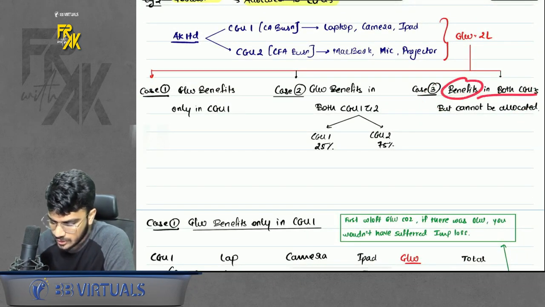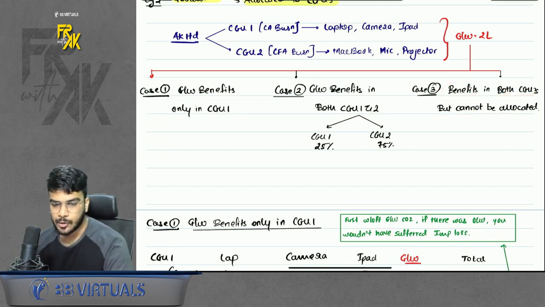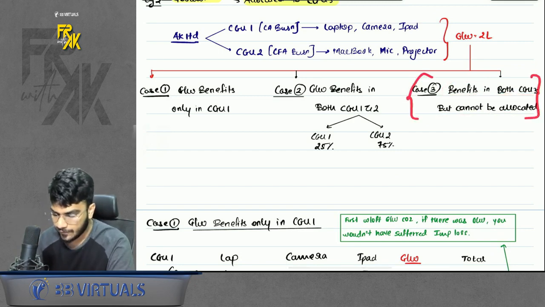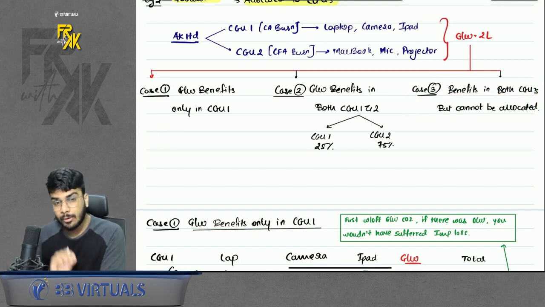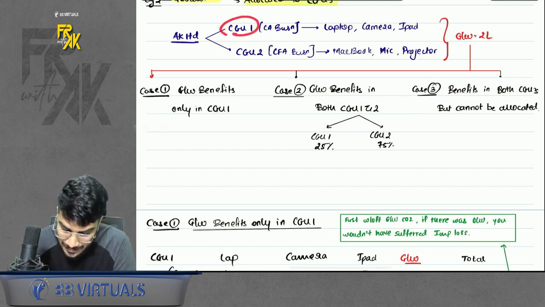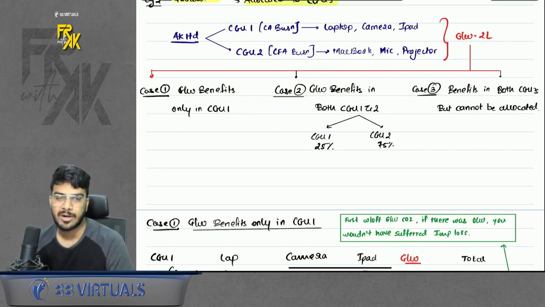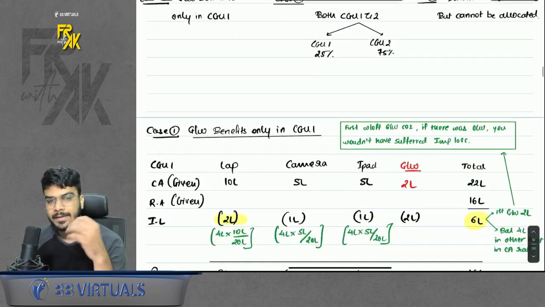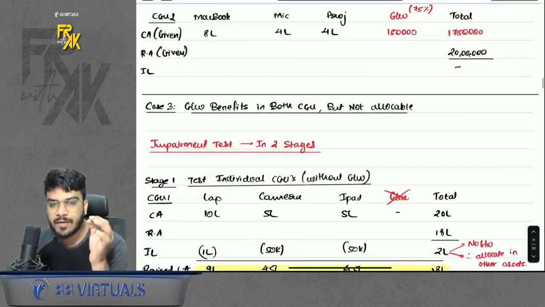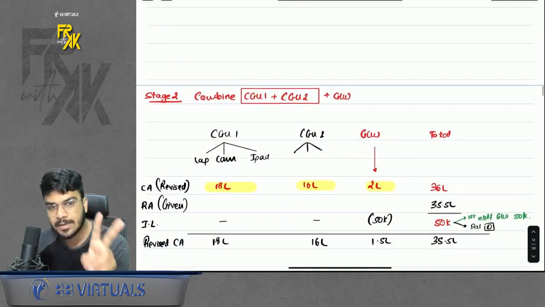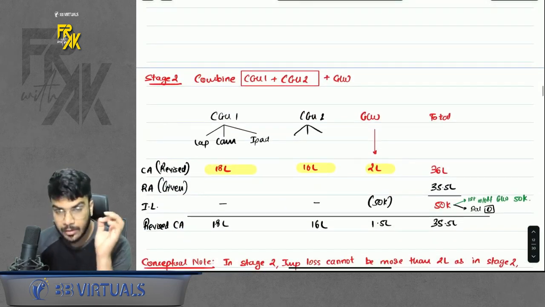The critical part here is case 3. Goodwill benefits both CGUs, but it cannot be allocated. Do you remember when this was the case? When it benefits both CGUs, but you cannot tell me how much percentage benefit in CGU1 and how much percentage benefit in CGU2. Allocation ratio is not available. So how do we conduct the impairment test? Perfect answer in this case. We will conduct the impairment test in how many stages? 2 stages.